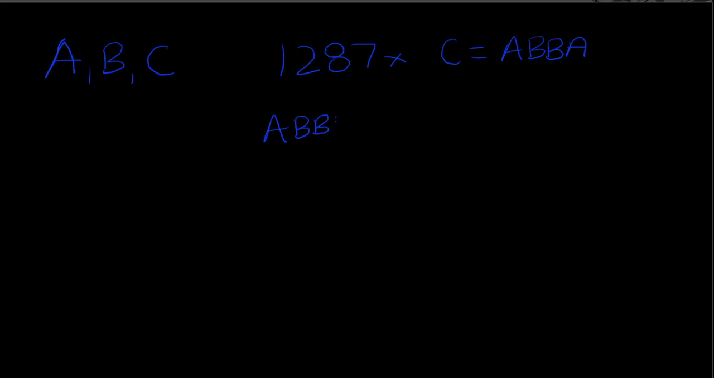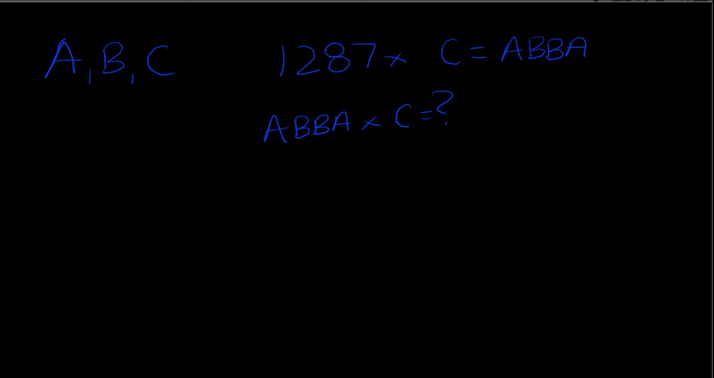I'm given A, B, and C are digits, and all of them are different, so they're all unique digits. If 1287 times C is equal to ABBA, what does ABBA times C equal?